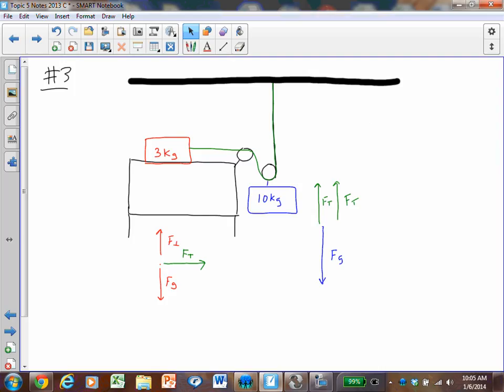No, the tension would still be equal. We would just have a friction over here, which would affect the acceleration of the overall system.